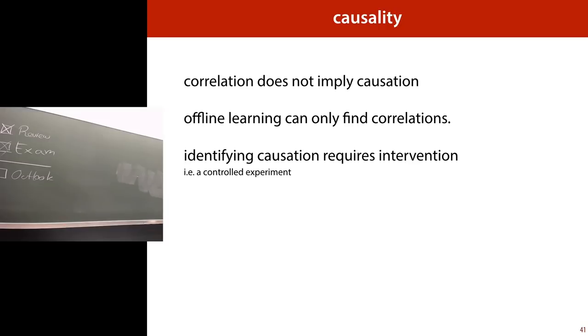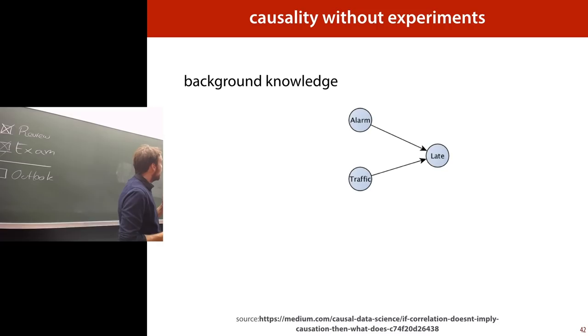So offline learning cannot find causative relations. That's important to start with, to know. There are some things that you can do if you don't have the ability to do experiments, which happens often because lots of things we can't experiment on for ethical reasons or for practical reasons. And that is to use background knowledge.